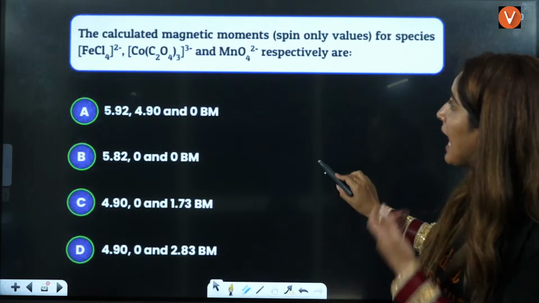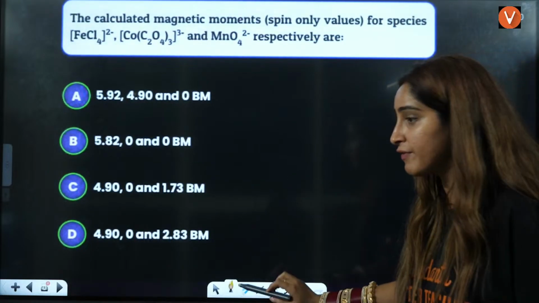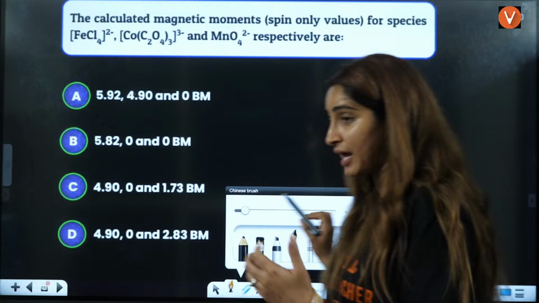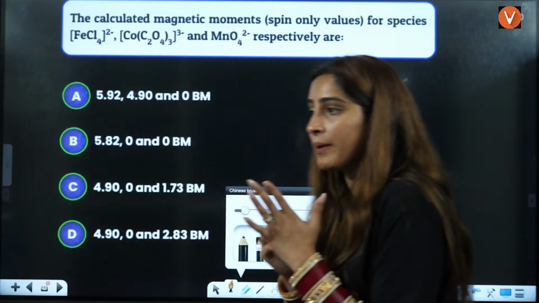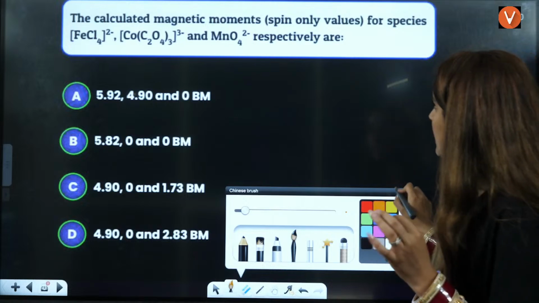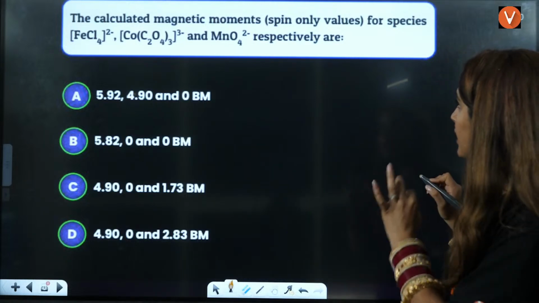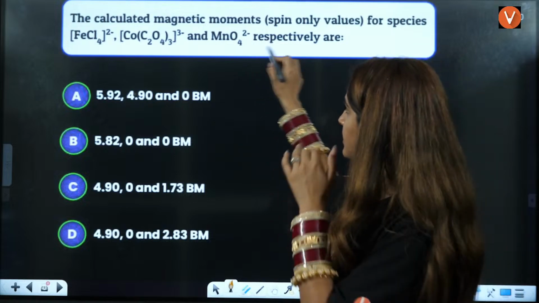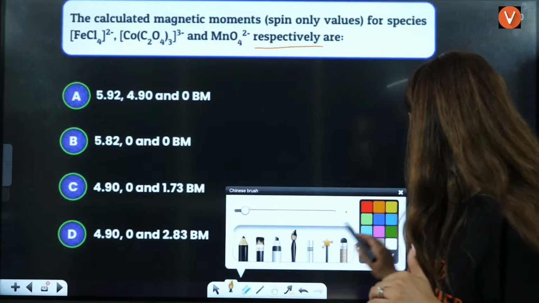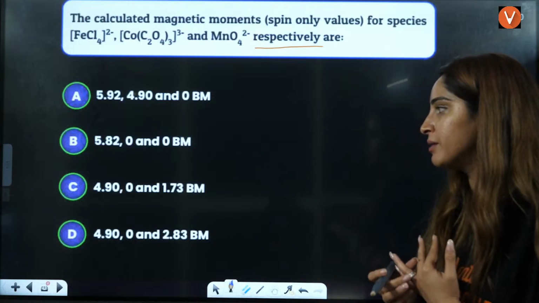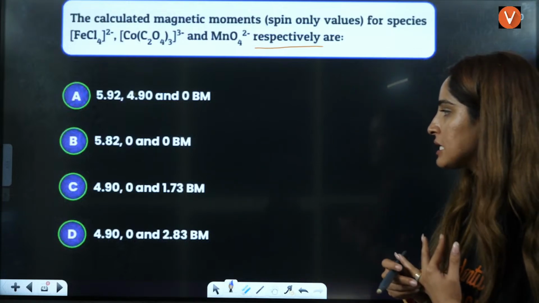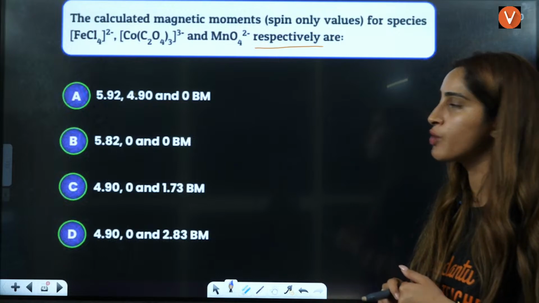Next, calculating the magnetic moment. Everyone, I am speeding it up just for you, right? So I want you guys to answer that in the comment section, right? The calculated magnetic moment for the species, respectively, is. Look, beta, you have to tell the number of unpaired electrons here. Okay? The number of unpaired electrons you have to tell.